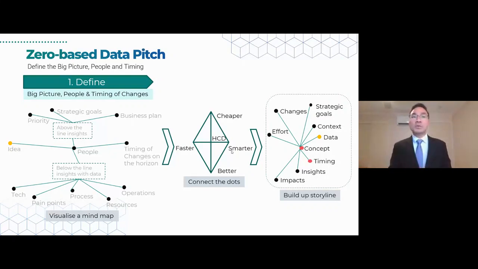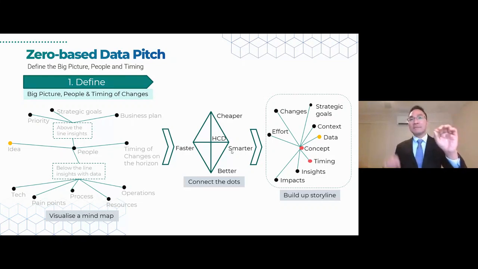For me, I will do it by myself first, and then I will start to circulate with my team and kind of like trusted advisor within the organization to get the good understanding. Then after that, I'll move on to the second part, which I call connecting the dots around the business lens of faster, cheaper, smarter, and better in terms of value.